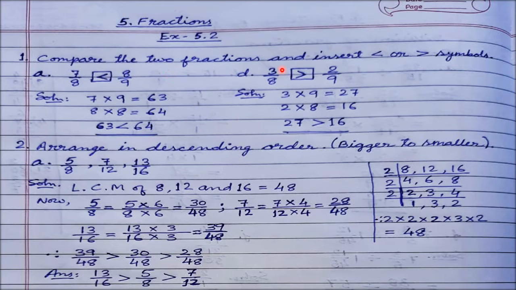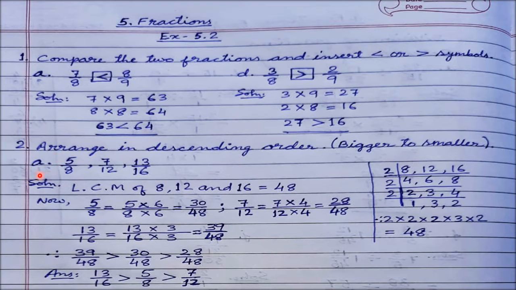Then here 3 by 8 and 2 by 9. Again by cross multiplication, 3 into 9 is 27 and 2 into 8 is 16. The first product is greater, that is 3 into 9. That means the first fraction is greater. So 3 by 8 is greater than 2 by 9.